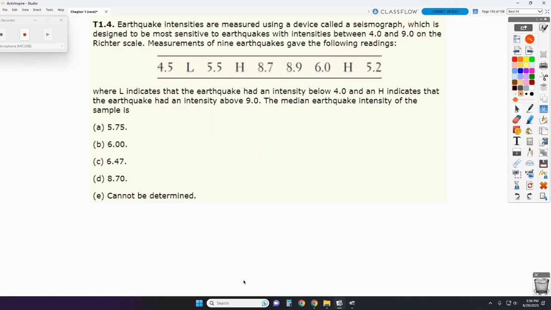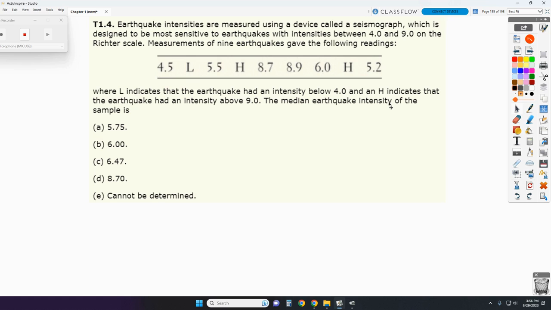Number 4, earthquake intensities are measured using a device called a seismograph, which is designed to be most sensitive to earthquakes with intensities between 4.0 and 9.0 on the Richter scale. Measurements of 9 earthquakes gave the following readings. And so we can see we've got some numbers in here, but there's also some L's and some H's. That's kind of weird. So L indicates that the earthquake had an intensity below 4.0, because remember it said this works great for intensities between 4.0 and 9.0. So L just means it wasn't quite 4.0.